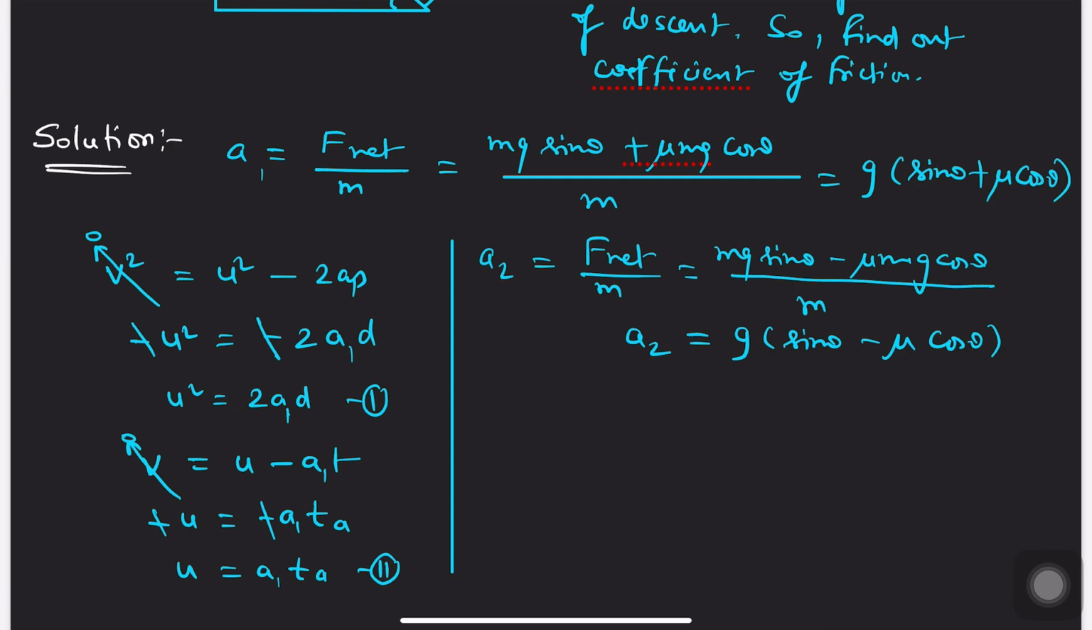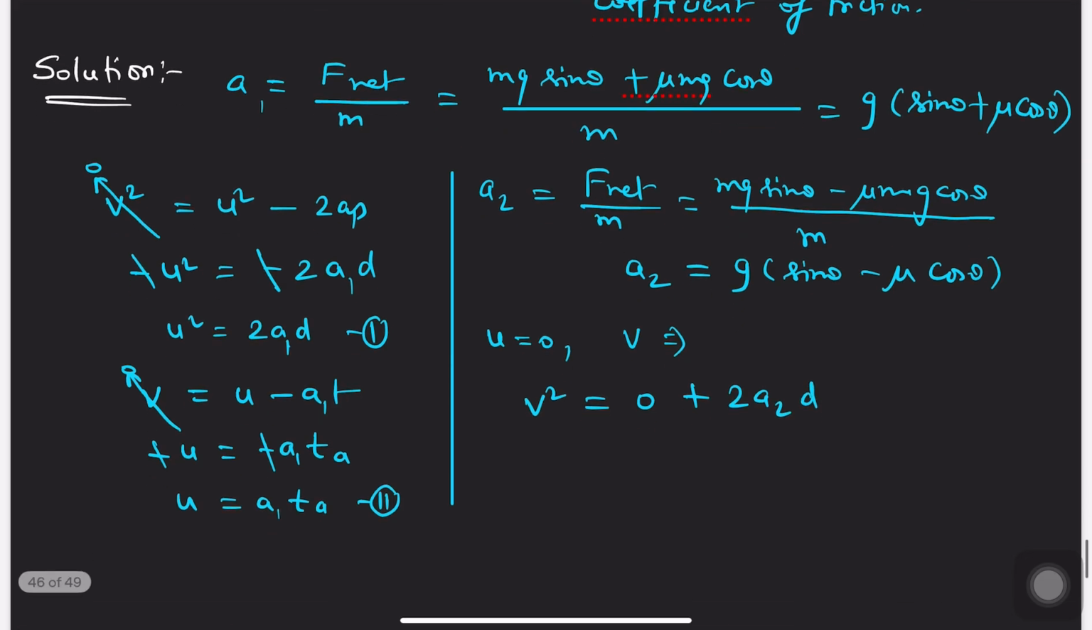For distance D only, initial velocity u is 0, and final velocity is v. We don't know what v is, but let's assume the velocity is v. So I will write v square is equal to u square, which is 0, plus 2 a2 into d. This is the equation that I have written.